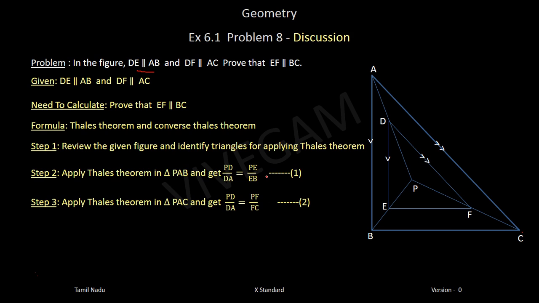But if you look at equation 1 and equation 2, the LHS is the same in both cases, which means the RHS also will be the same, right? Which means PE by EB will be equal to PF by FC. Now carefully look at it. PE by EB equal to PF by FC. What does it mean? By converse Thales theorem, EF is parallel to BC. And that's what we want to prove. You got it? So this is the way the problem needs to be solved.